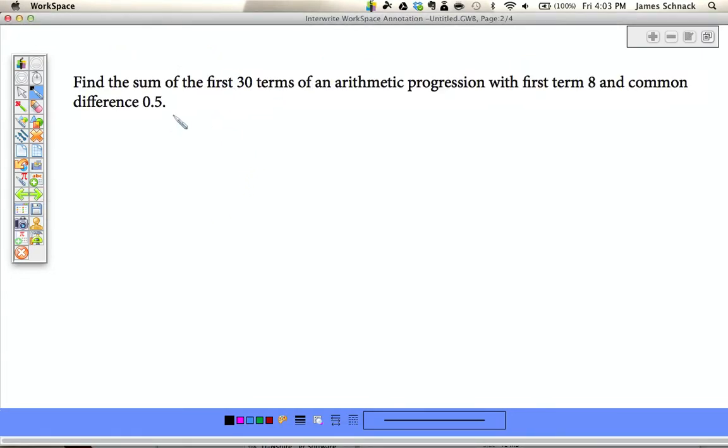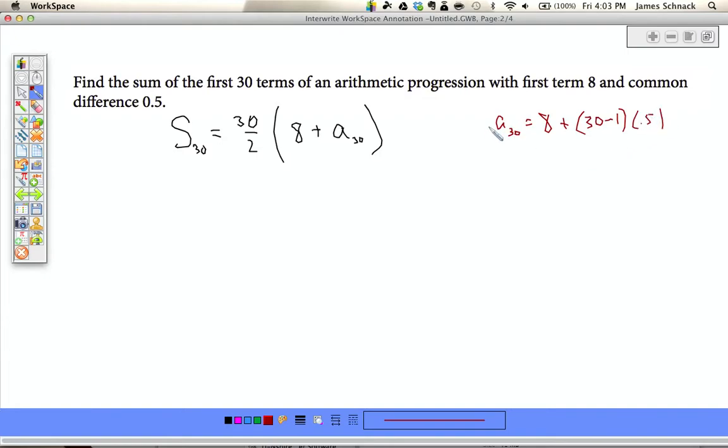So if I'm adding the first 30 terms, that means I need S30, that's what I'm finding, equals 30 divided by 2 times first term plus A30. Well, one way that I could do this, besides just using that nice rule on the previous slide, is A30 would be 8 plus 30 minus 1 times 0.5. I can use my arithmetic sequence rule because this is an arithmetic progression. So 8 plus 29 times 0.5.